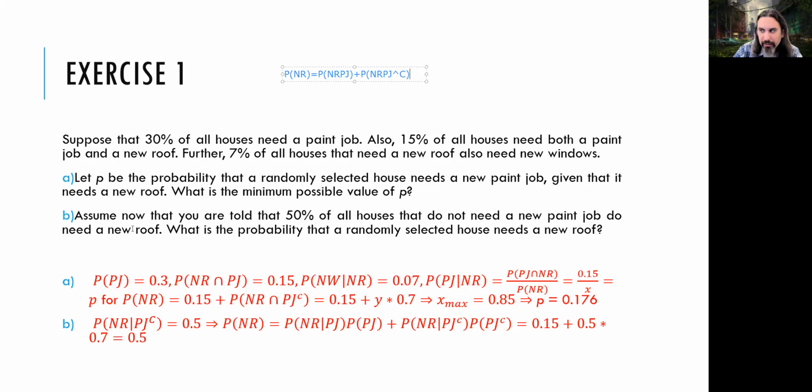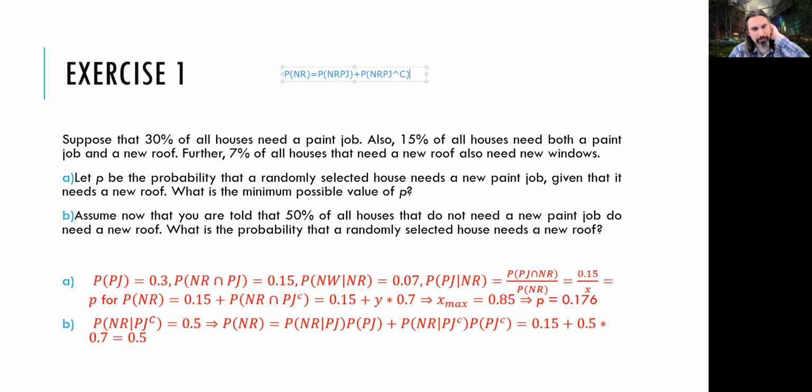Now, the second part, assume now that you are told 50% of all houses that do not need a new paint job do need a new roof. What's the probability that a randomly selected house needs a new roof? We are looking for a new roof, okay? Now, the thing is, of 50% of all houses that do not need a paint job, they do need a new roof. The no paint job part is a given part. It's a condition. So no paint job is given, and you're looking for a new roof, which is 0.5.